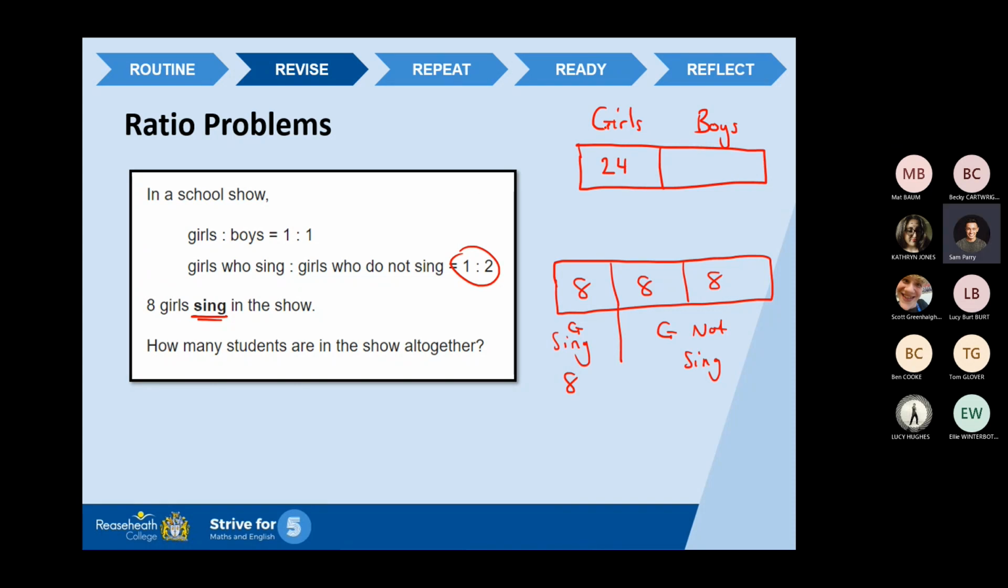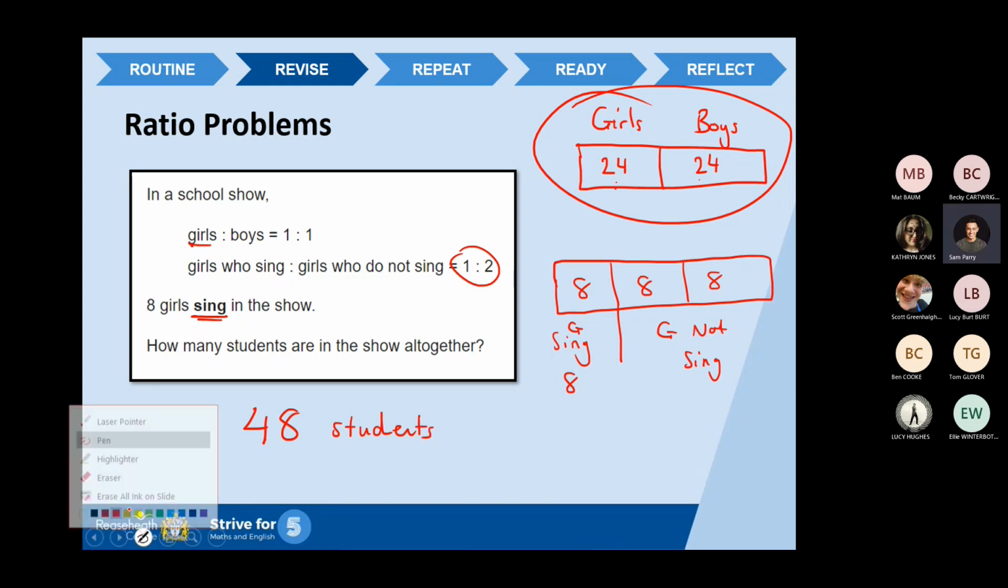So I've got 24 girls in total. Now remember here, this is where our first ratio comes in. I know the number of girls now, so now I can know the number of boys. If there's 24 in this box, there must be 24 boys because they've got the ratio of 1:1. So it says how many students are there altogether in this show? Well, I've got 24 girls, 24 boys. I have 48 students in total.